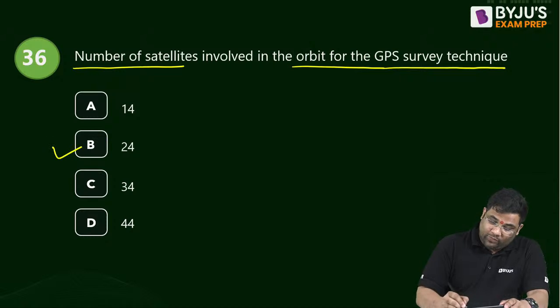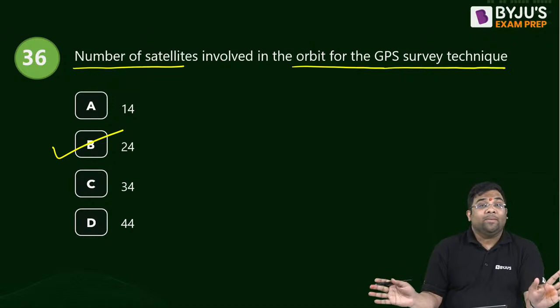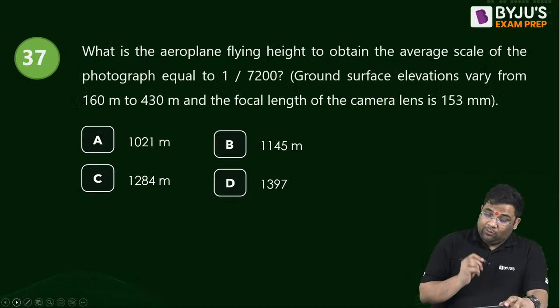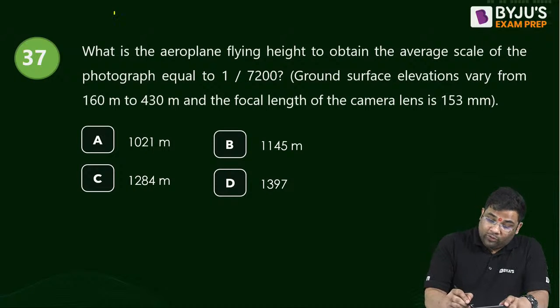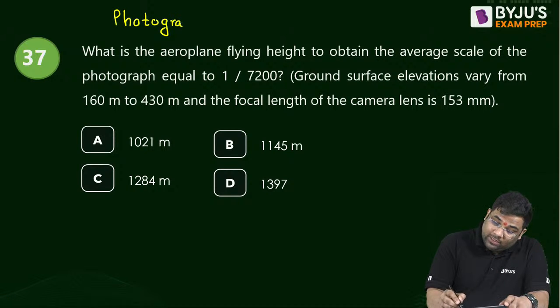36B, very good. 24 satellites are required. Have to remember these things, okay? Now 37, something on the photogrammetry also, okay? So some questions from photogrammetry also will solve. Okay, so tell me the answer to this photogrammetry.